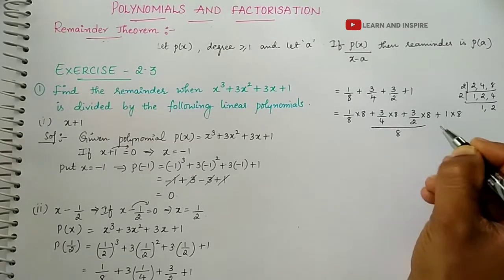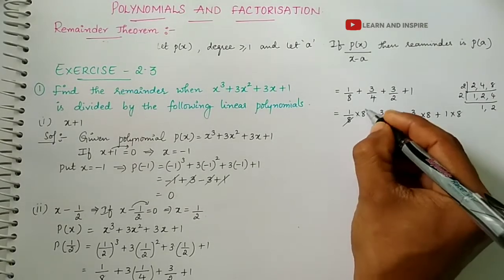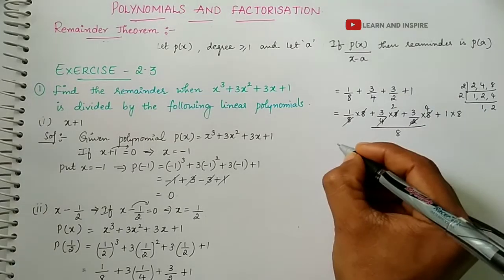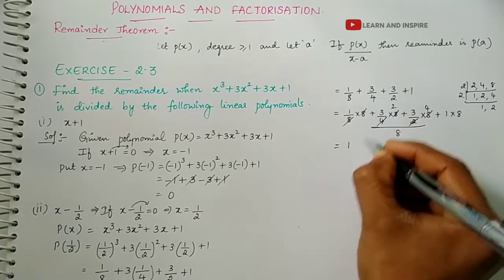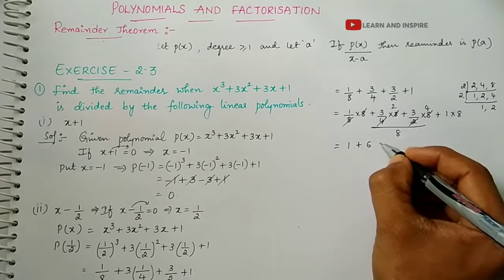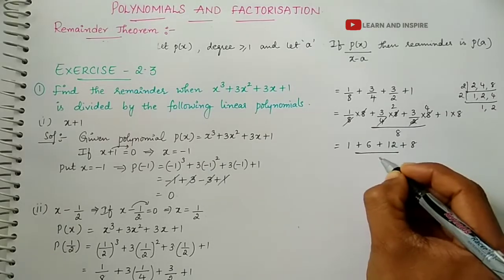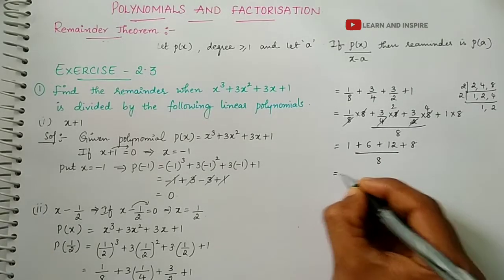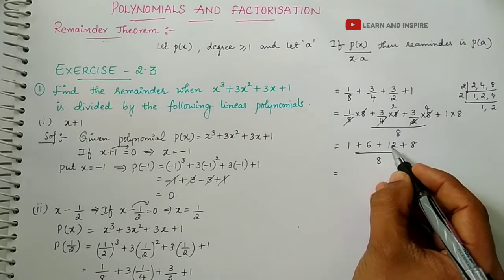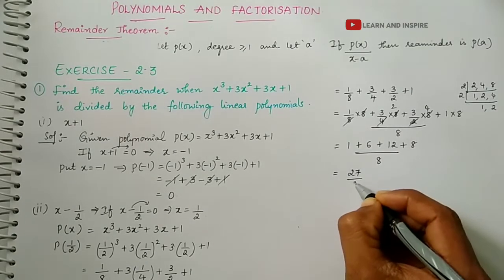So we have to multiply each term with 8 and divide by 8 because the LCM is 8. 8 8 get cancelled. 4 1s are 4, 2 1s are 2, 4 2s are 8. Now we get 1 into 1 is 1 plus 3 2s are 6 plus 3 4s are 12 plus 1 8s are 8, divided by 8. So what we get if we add all this numerator? 1 plus 6 is 7, 7 plus 12 is 19, 19 plus 8 is 27, divided by 8.